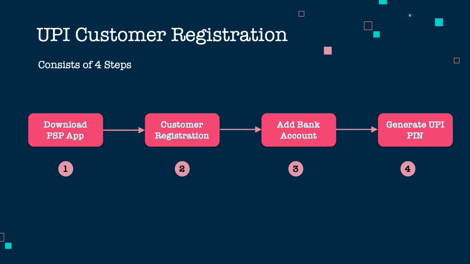The first one is the customer downloading the PSP app of her or his choice, and then the customer registration process itself, and the third, adding a bank account, and then the 4th step is generating the UPI PIN.